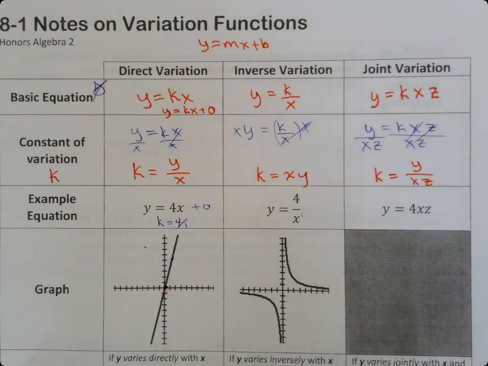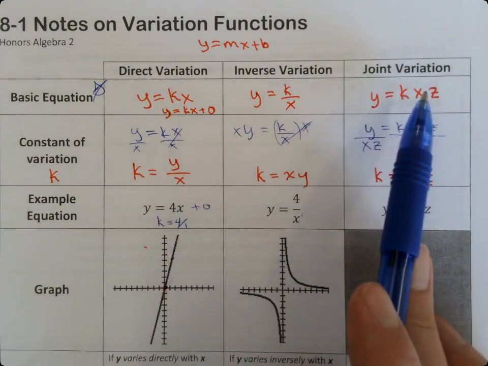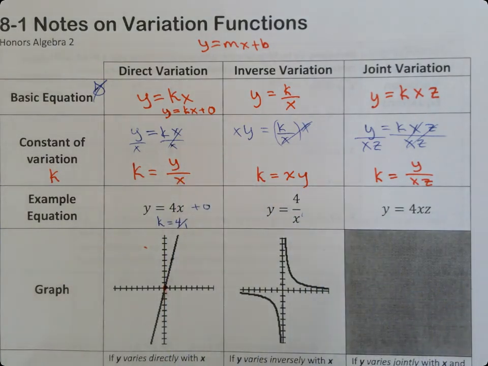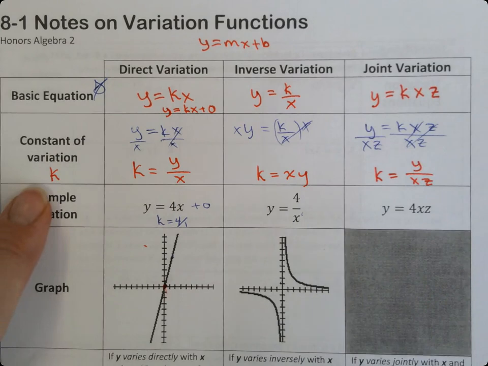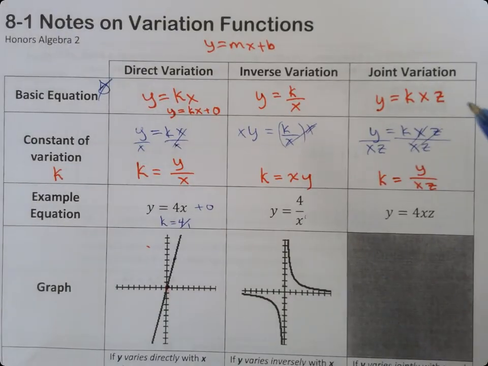Okay, so you're going to need to know the name and the basic equation for each one, and then you should be able to find k. So if the directions say what is the constant of variation, you need to know you're looking for k. There is some new vocab here, okay? The hard thing about 8.1 is we're going to learn this, and then we're moving on to different content.